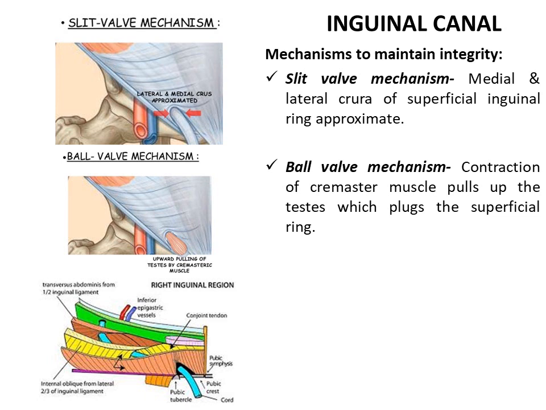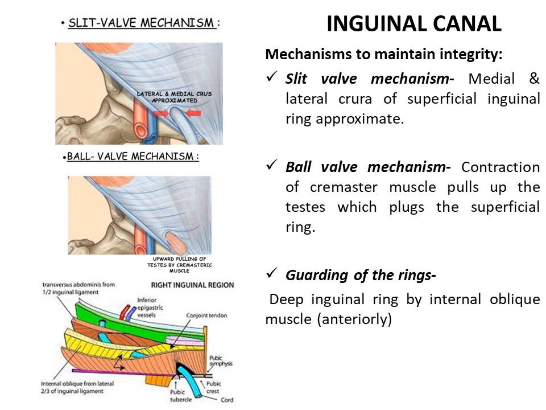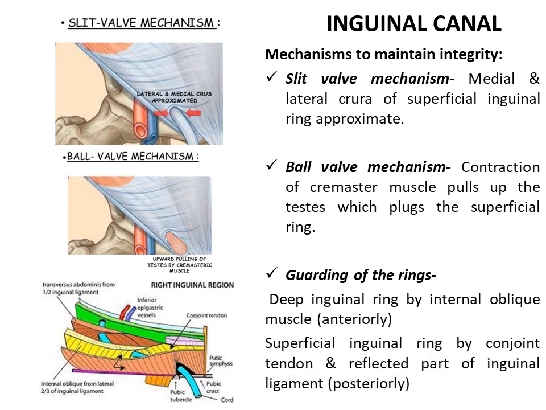The rings or the openings of the inguinal canal are guarded by additional structures, that is, the deep inguinal ring is guarded by the internal oblique muscle anteriorly. The superficial inguinal ring is guarded by the conjoint tendon and reflected part of the inguinal ligament posteriorly. All these mechanisms help in maintaining the integrity of the inguinal canal and thus preventing inguinal hernias.